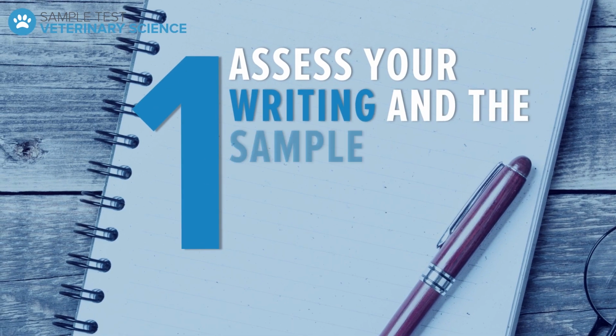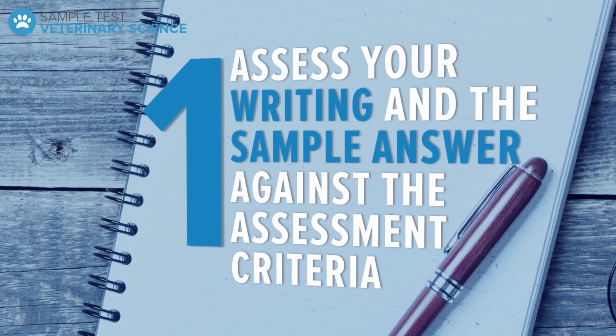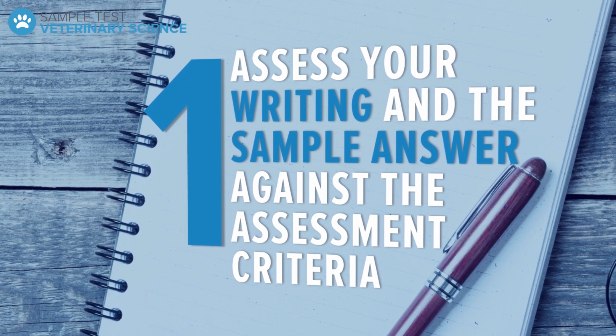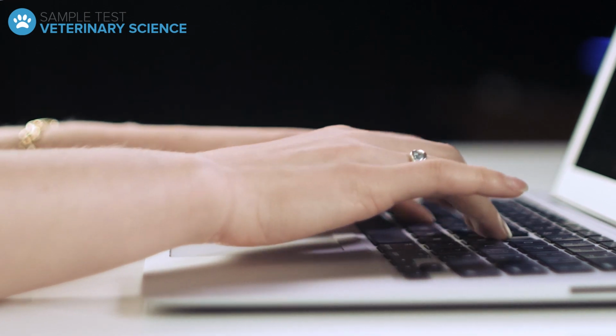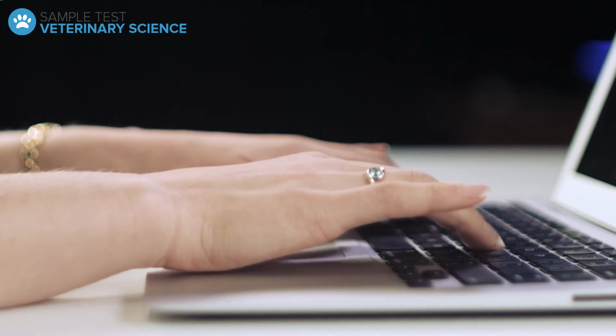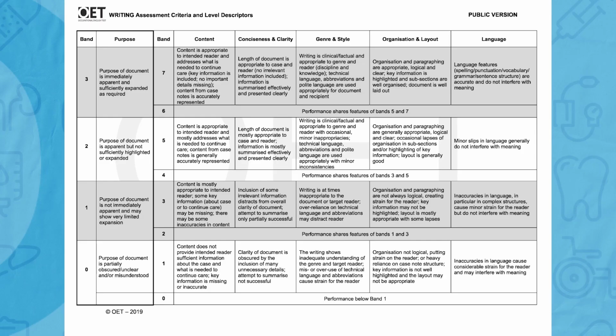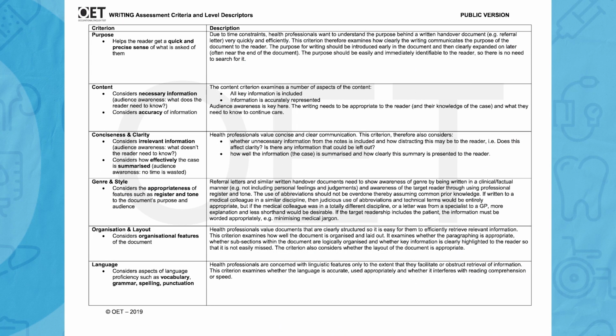Assess your writing and the sample answer against the assessment criteria. The criteria are free to download from the OET website and contain both a description of the 6 criteria you are assessed on as well as the evidence of what the assessors are looking for to be able to score you at the different levels. Take each criterion in turn. Read the evidence statement for each level and critically decide which statement is the best match for your writing.